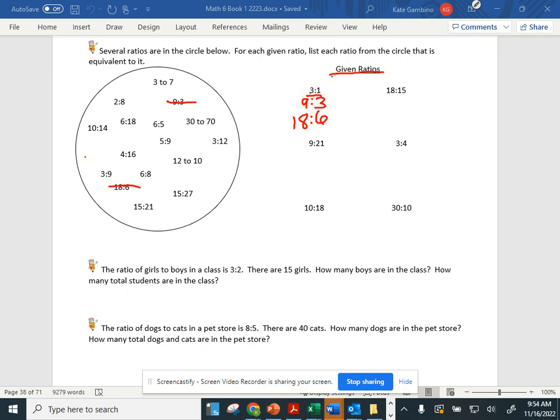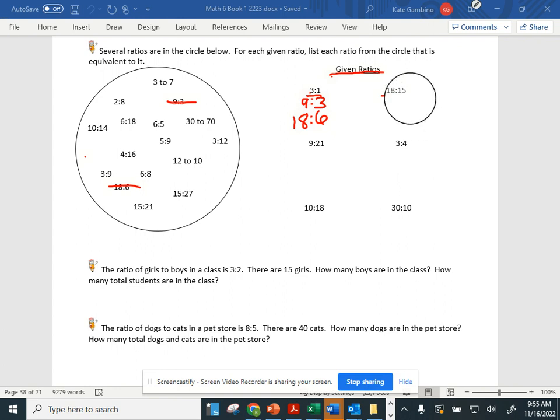So if you have something like 18 to 15, you could divide down and see if that equivalent fraction is in there. We're not going to be listing them. I want you to list them on your paper. Okay? So either multiply up or divide down. Just make sure you're doing the same thing to both sides.